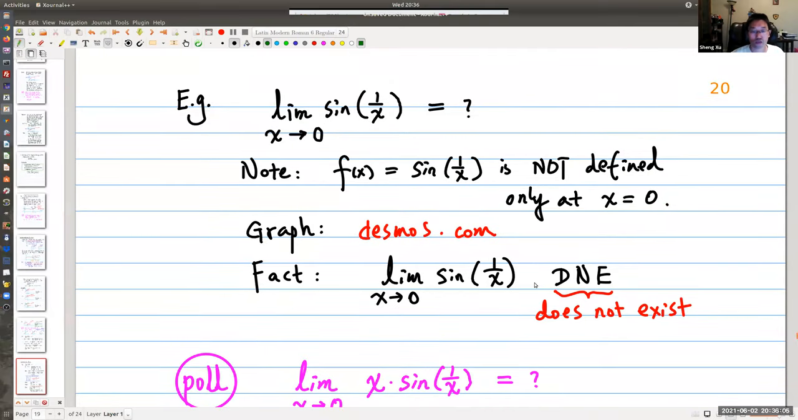This is the fact. You can imagine, suppose x is very small, say x is equal to 10 to the power negative 10. So that is sine of 10 to the power 10, and you get some value. But then I change x a little bit, and suddenly sine becomes a different value. It's very crazy. You cannot have a limit here as x approaches zero. So this limit does not exist.